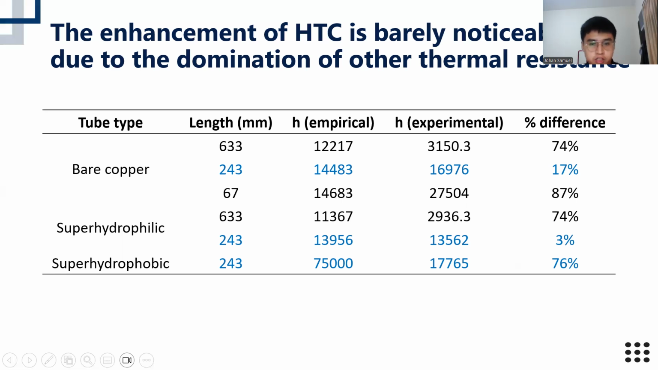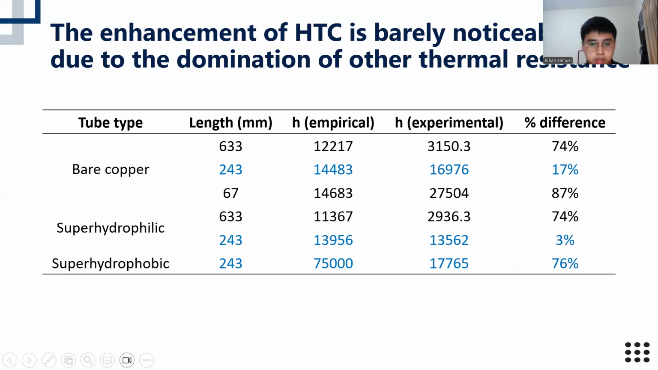And for the 67 millimeter tubes, it is just a test to see whether the experimental value is getting closer to the empirical or not. The evaluation of various tube lengths shows that the 243 millimeter tube generates the least amount of error relative to the empirical value. Therefore, the comparison of treated and bare tubes is performed only for the 243 millimeter length.